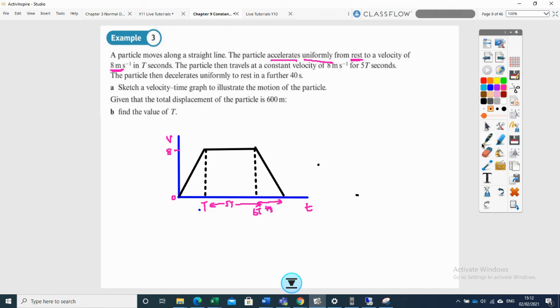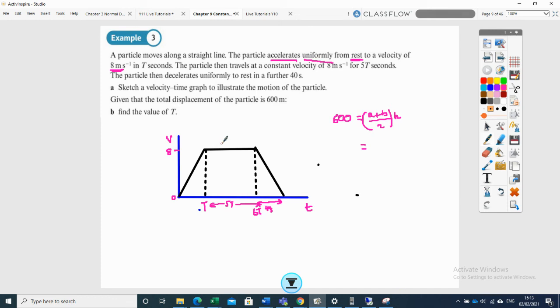Okay, we've sketched the velocity time graph. We now need to, given the total displacement is 600, find the value of t. So we can substitute this into a formula. So this is a trapezium again, and we've got two parallel sides, and we know what the distance of that is, and we know what the distance of that is. So our 600 meters displacement is equal to the area of this trapezium. So the area is (A plus B) over 2 times by H.